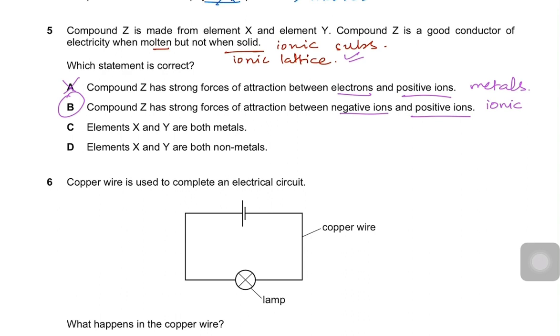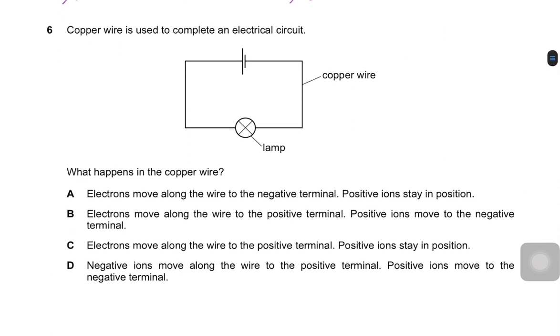Element X and Y are both metals. No. If they were both metals, they would not make a compound, because a metal cannot make a compound with another metal. Element X and Y are both non-metals, so it would have been covalent. And covalent compounds do not conduct electricity. So B for ball. Question 6.